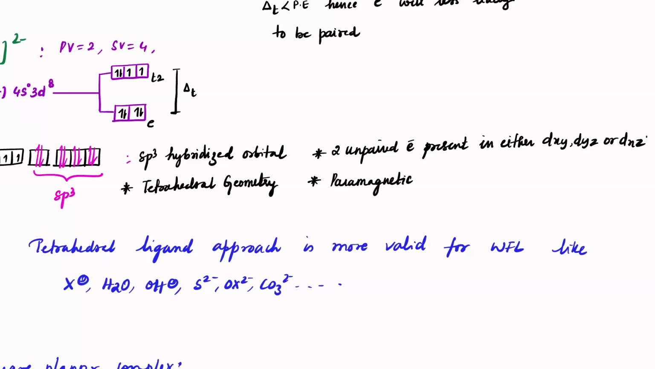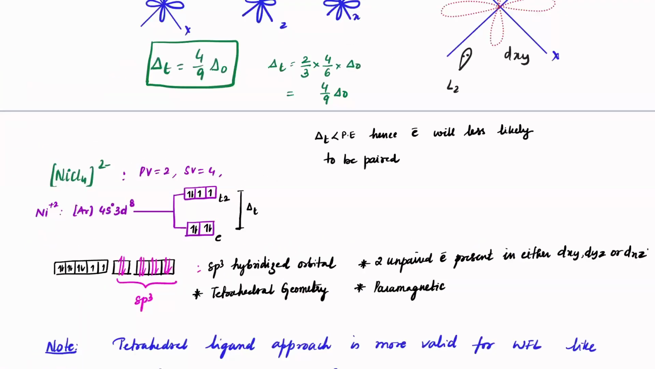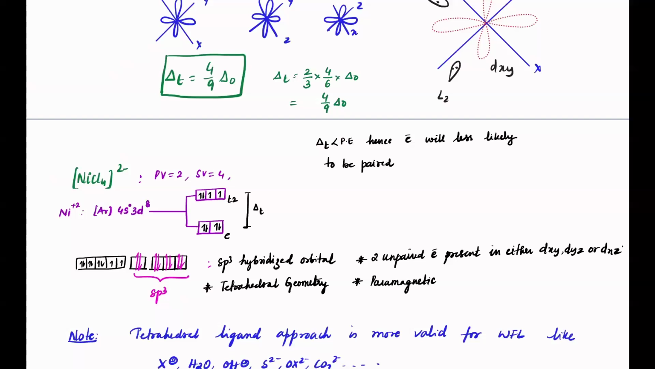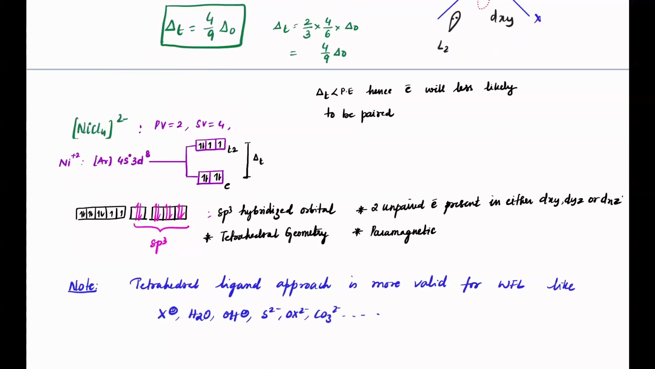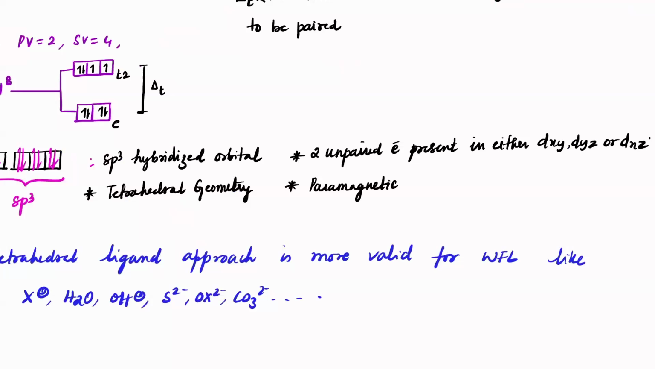Clear? Everybody, please check this out. This is how you need to figure out how tetrahedral complexes work. So if at all we are using sp3, correct? Sp3 we can also call an outer orbital complex. It does not necessarily always have to involve the d orbital; we can still call it an outer orbital complex.